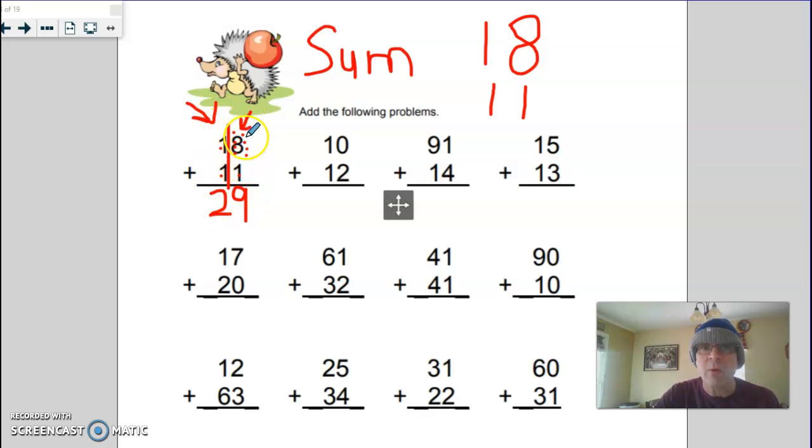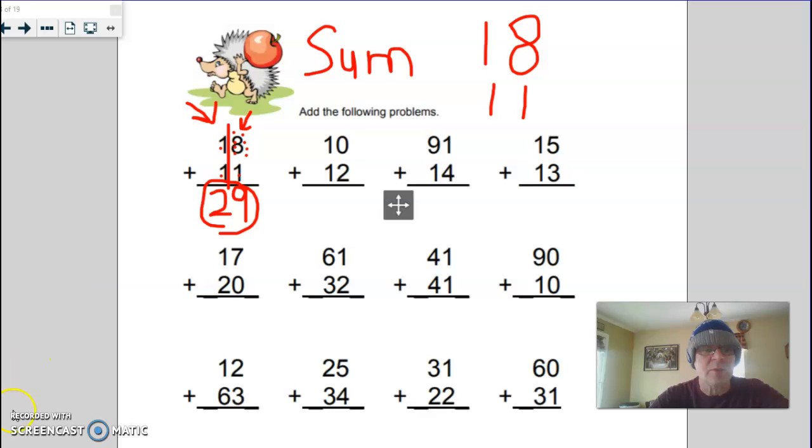We need to know how many ones we have. We have 9 ones. Then we need to see how many tens we have. We have 2 tens. So the sum of 18 plus 11 is 29. Does that make sense to everybody? I think it does. I think most of us have a pretty good idea.